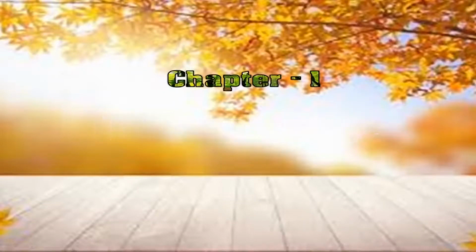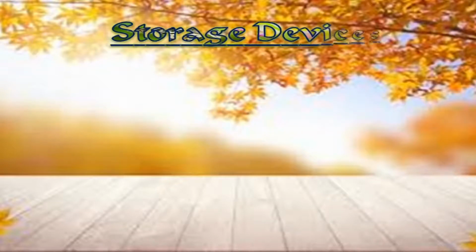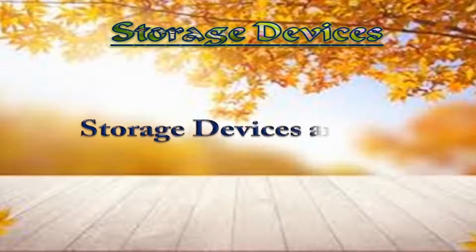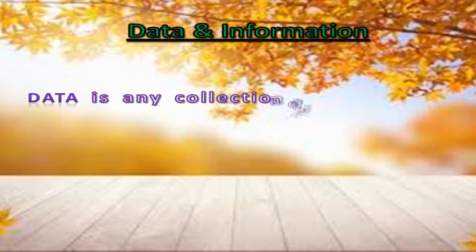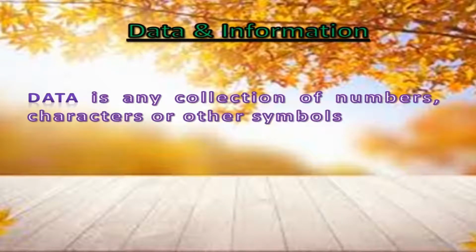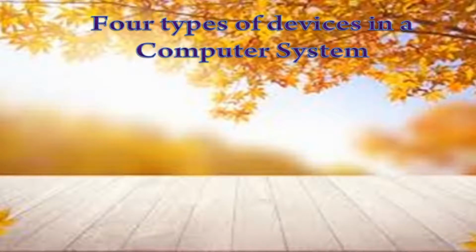In the first chapter we have already discussed input devices, processing devices and output devices. Today we are going to start the new topic, that is storage devices. It's a very important part of the computer because a storage device is a part which stores data and information in a computer. What is meant by data and information? Data means the input that we are giving to the computer. Information means the result that we get from the computer.